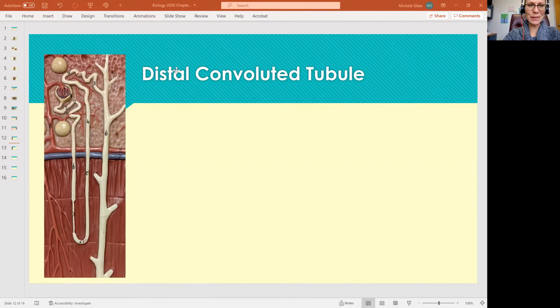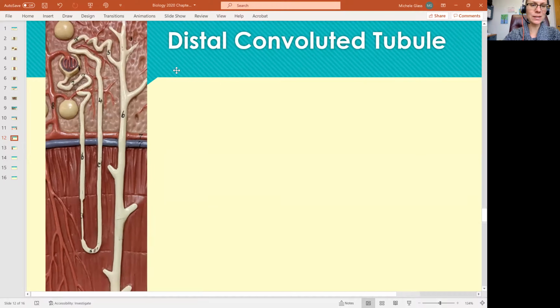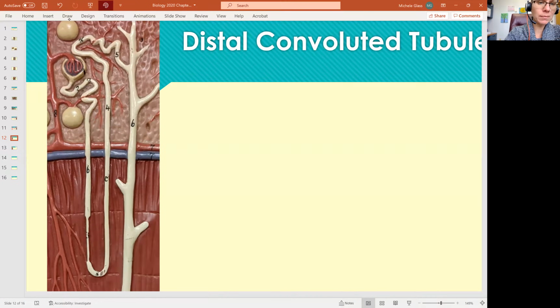We have the same picture of our diagram. What's our model that we've been looking at of this nephron? Let's trace where we've been and figure out where we're going. So we have, of course, our starting point, which is our Bowman's capsule. This is where filtration occurs.